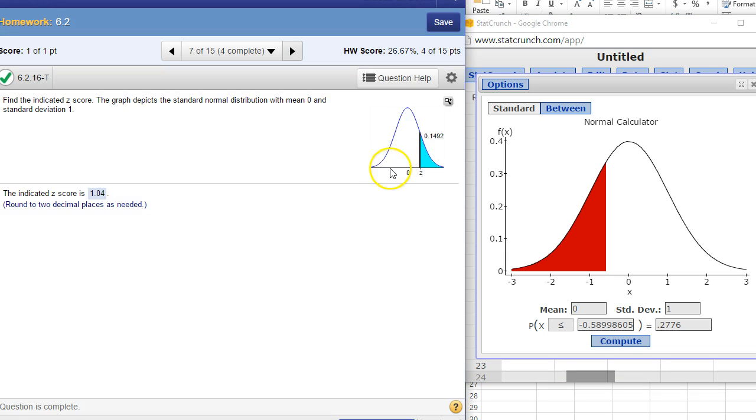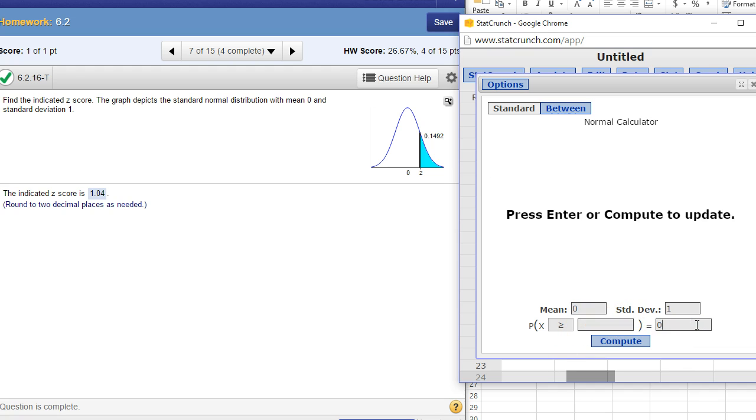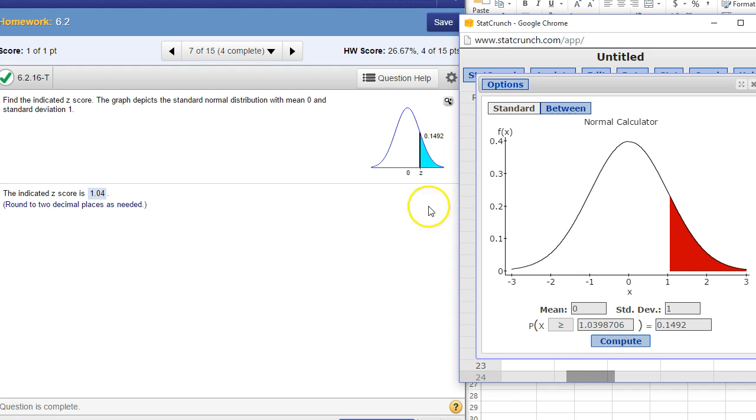Then the same thing here, the area to the right. So now I switch this to a right, and I switch this to the area 0.1492. Again, that box went blank. I click compute and it fills it in with 1.039, which rounds to 1.04. So there's how StatCrunch does inverse normal.